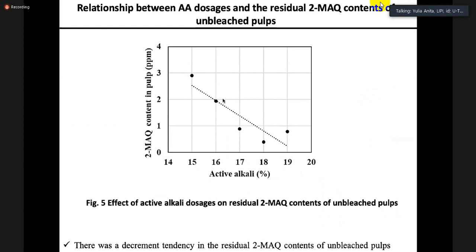The relationship between active alkali dosage and the residual 2-MAQ content of unbleached pulp is displayed. There was a decreasing tendency in the residual 2-MAQ content of the unbleached pulp with increasing active alkali dosage.